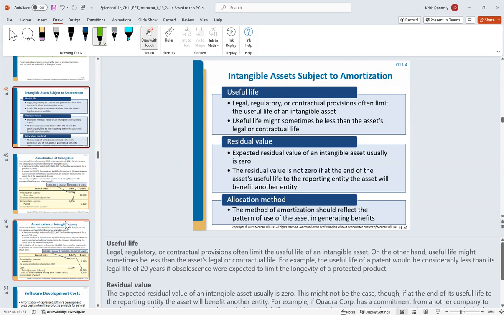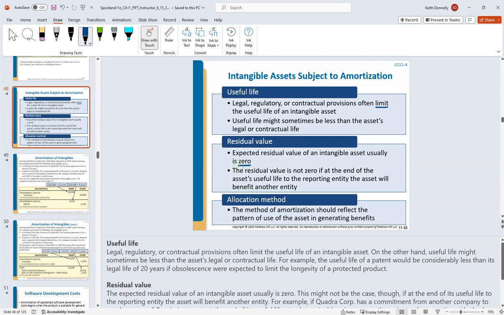Finally, we're going to move to intangibles and software development costs. With intangibles, the useful life: legal, regulatory, or contractual provisions often limit the useful life. Sometimes it might be less than the legal life. For a patent, the legal life could be 20 years, but the true useful life that we estimate might be only 5 years before it's not as good anymore. Maybe there's another competitor and it's not really useful to us.